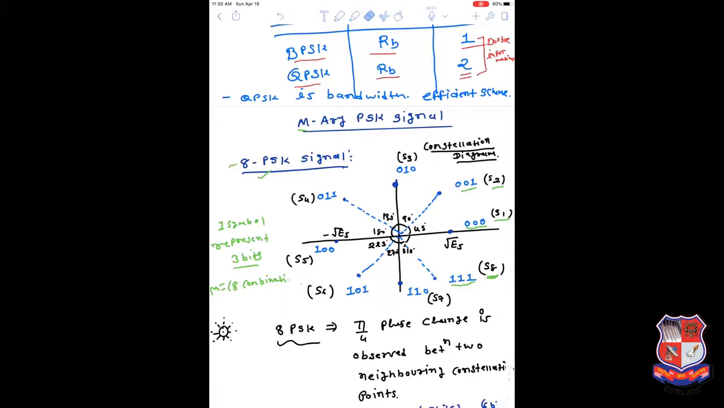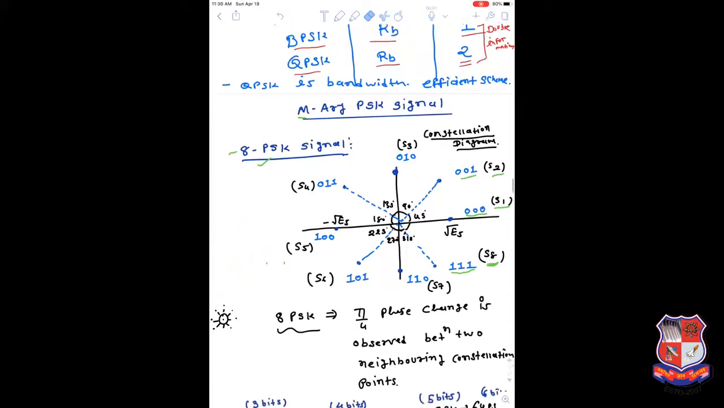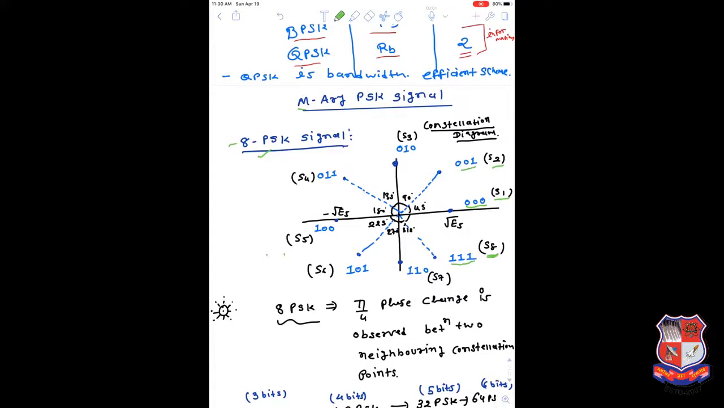But the problem with this scheme is the difference between two neighboring phases. If you consider any two neighboring symbols, what is the delta phi? Delta phi is the phase difference between two symbols. If you find delta phi here for 8 PSK, it is simply 45 degree. In the earlier case of QPSK, delta phi was pi by 2 or 90 degree. So if you go beyond QPSK, the phase difference between two neighboring symbols decreases. If you choose 16 PSK, then delta phi goes further down to 22.5 degree.